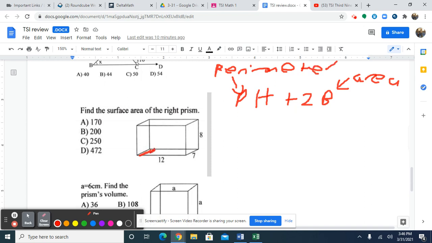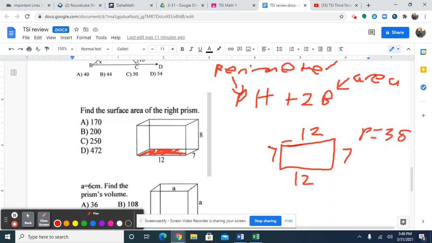So the base is going to be the bottom shape, which in this case is a rectangle that has sides of 12 and 7. So we first start off by finding the perimeter. And the perimeter just basically says what is all the sides added together. Since this is a rectangle, one of the sides has to equal 12, and one of the sides also has to equal 7. So 12 plus 12 plus 7 plus 7 should be equal to 38. So the perimeter is 38.